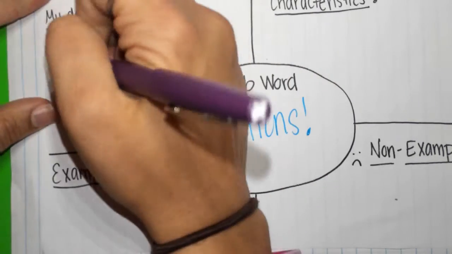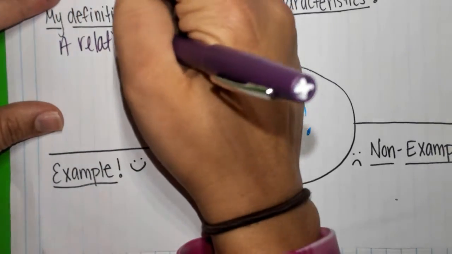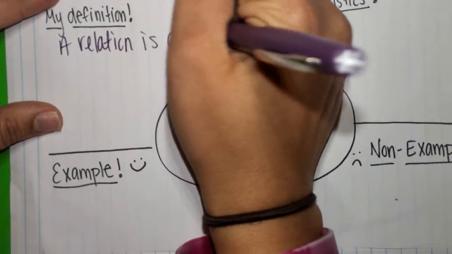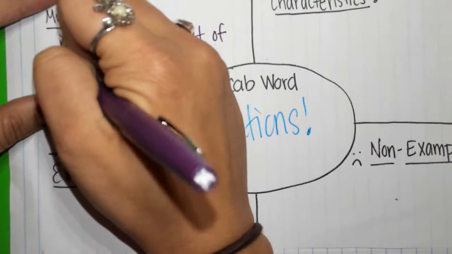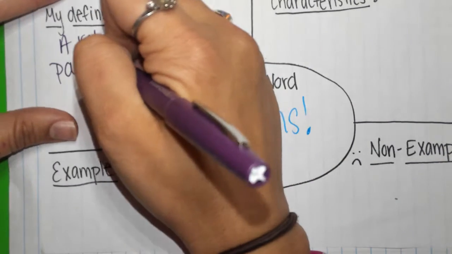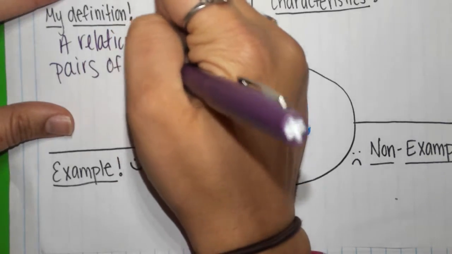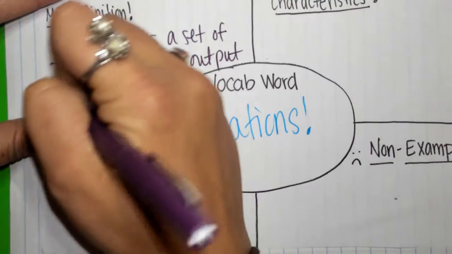Alright, so the definition. A relation is a set of pairs of input and output values.